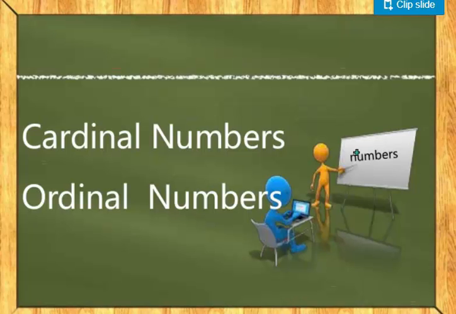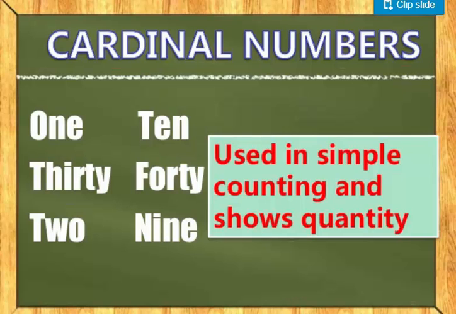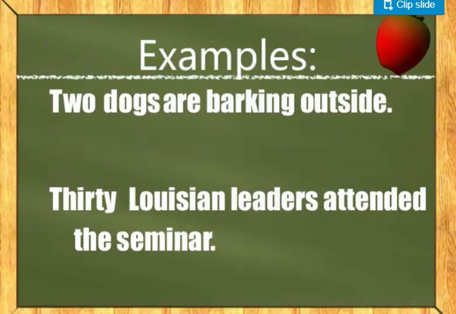What are the numbers? Cardinal numbers and ordinal numbers. Okay? Cardinal numbers are used in simple counting and show the quantity, just like cardinal numbers 1, 2, 3, 4, 10, 49. So these are simple counting words and they show how many there are. For example, 2 dogs are barking outside. 30 Lausanne's leaders attended the seminar. Okay, the 2 and 30 are the cardinal numbers.